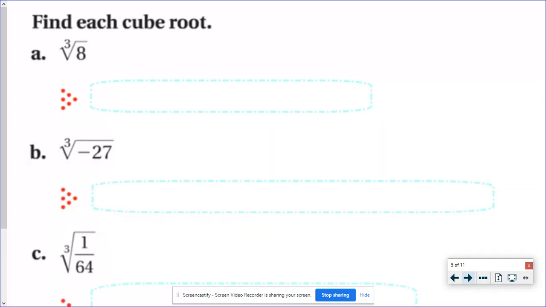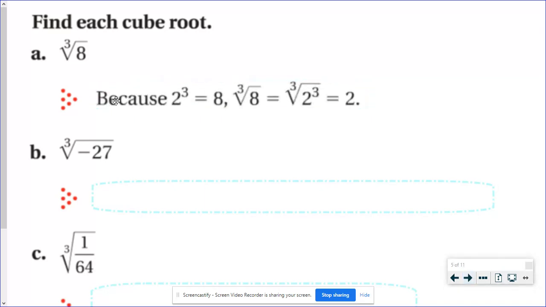When I just need to find cube roots, so the cube root of 8 from your chart or from your brain, that's just 2, because 2 times 2 times 2 is 8. On the last lesson, when we had a problem like this, but it had a square root, I said, oh, can't do it. Won't work.